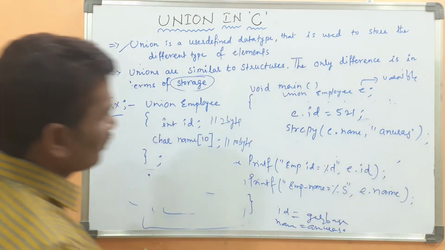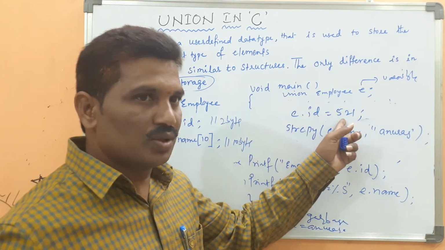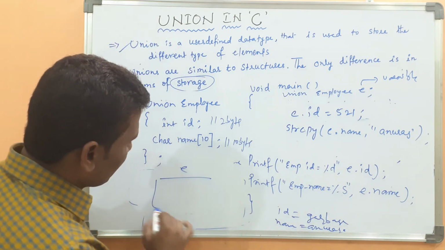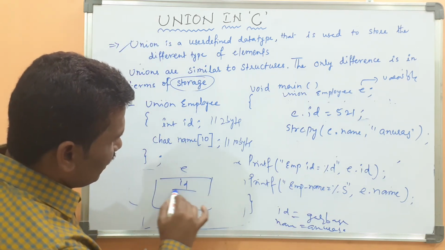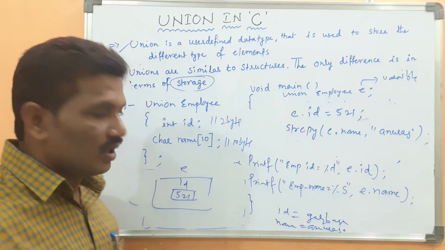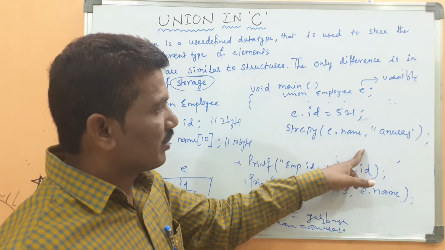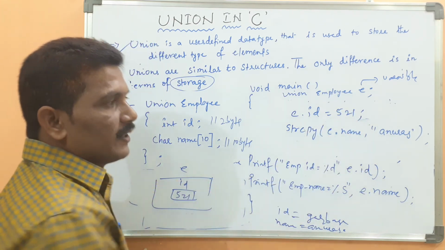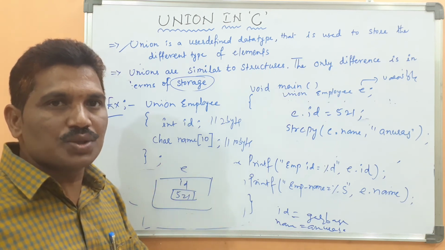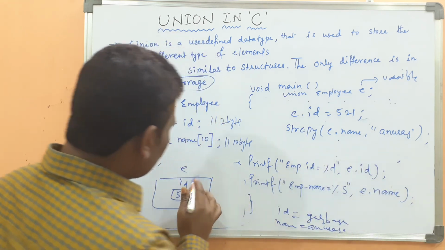Then here also, what is the output? First the ID will be stored. At that time, what is the ID? The value you are initializing is 521. There is no problem, because when you initialize the next member of the union, it will be overridden. At a time only one data member can be stored in the memory. Then strcpy E dot name Anurag, it overrides.